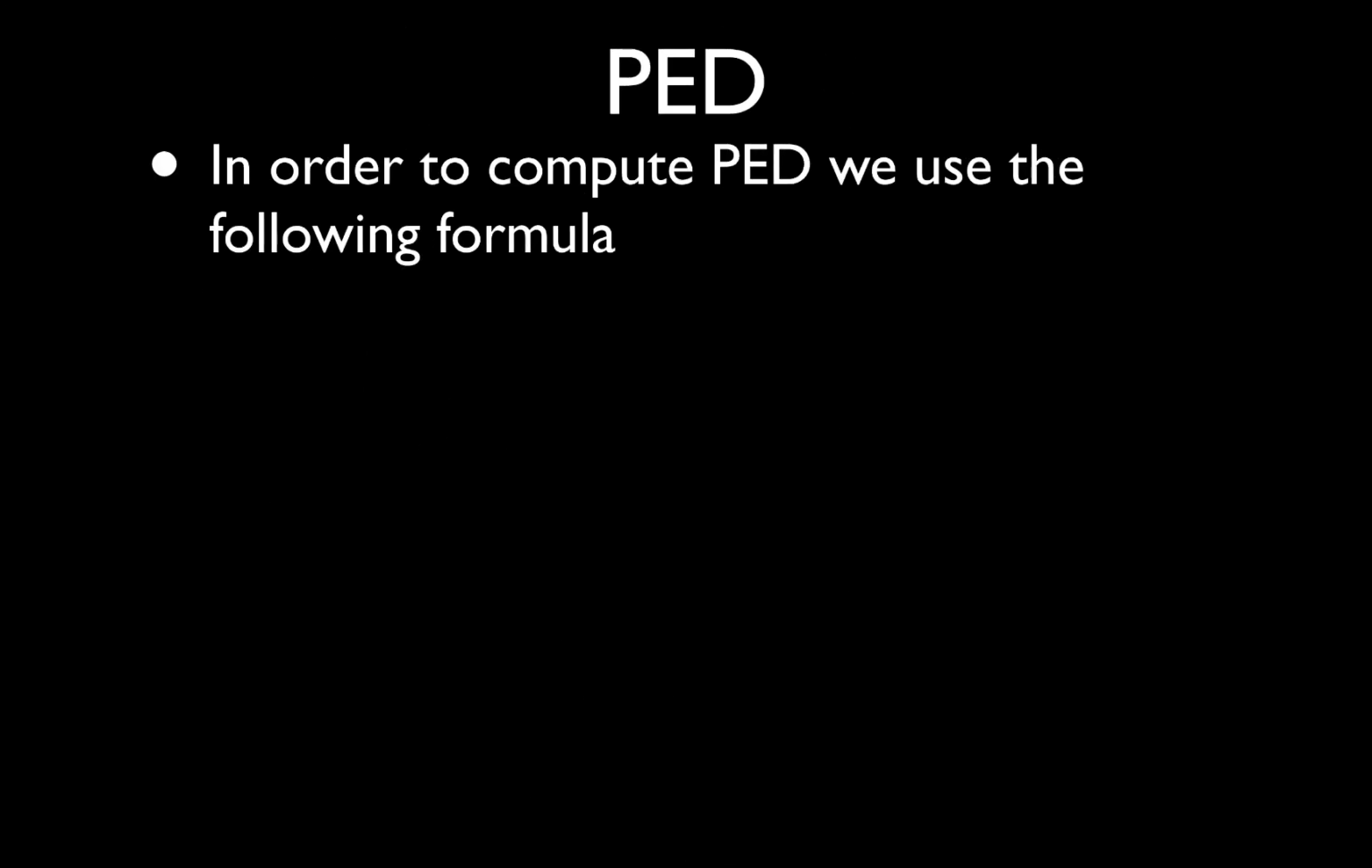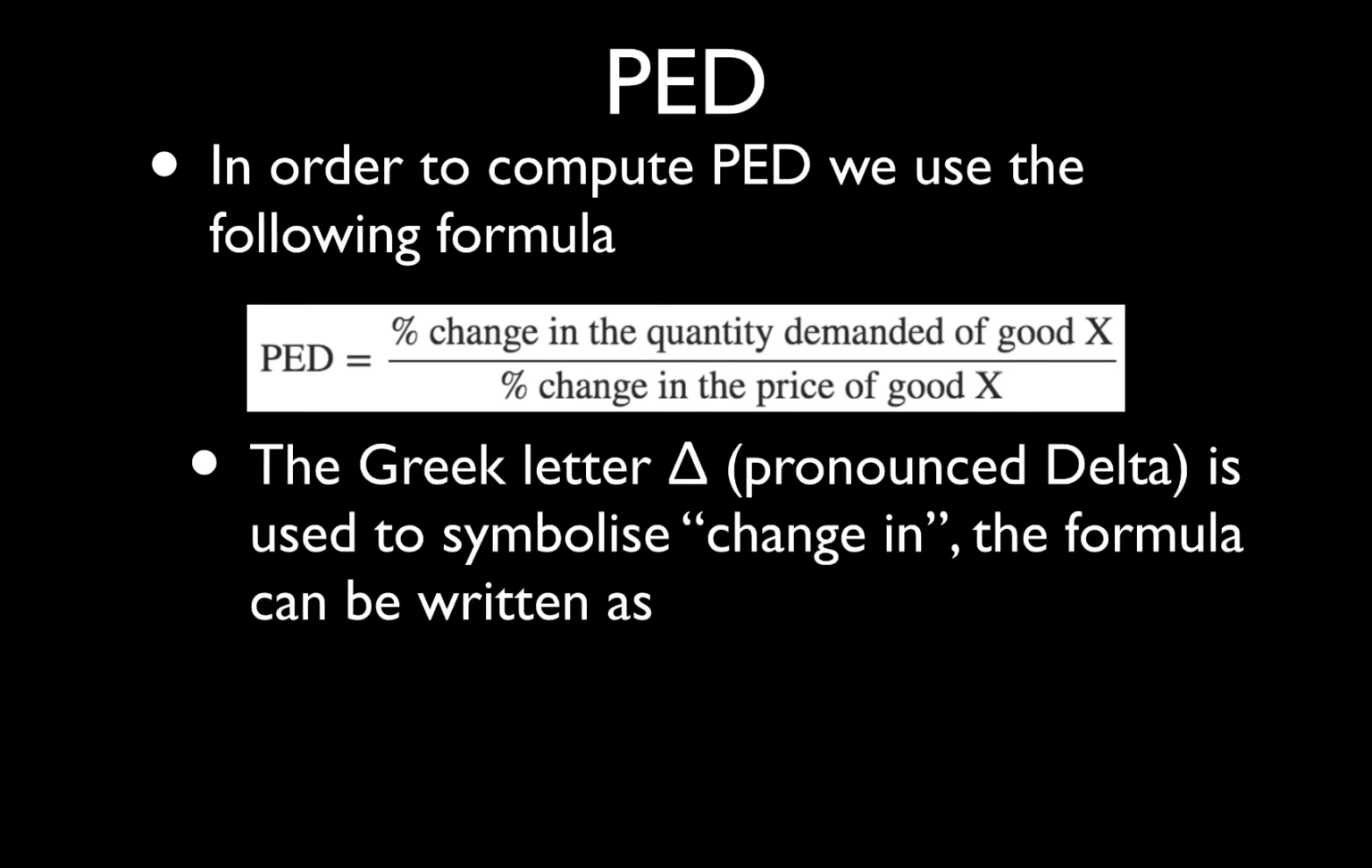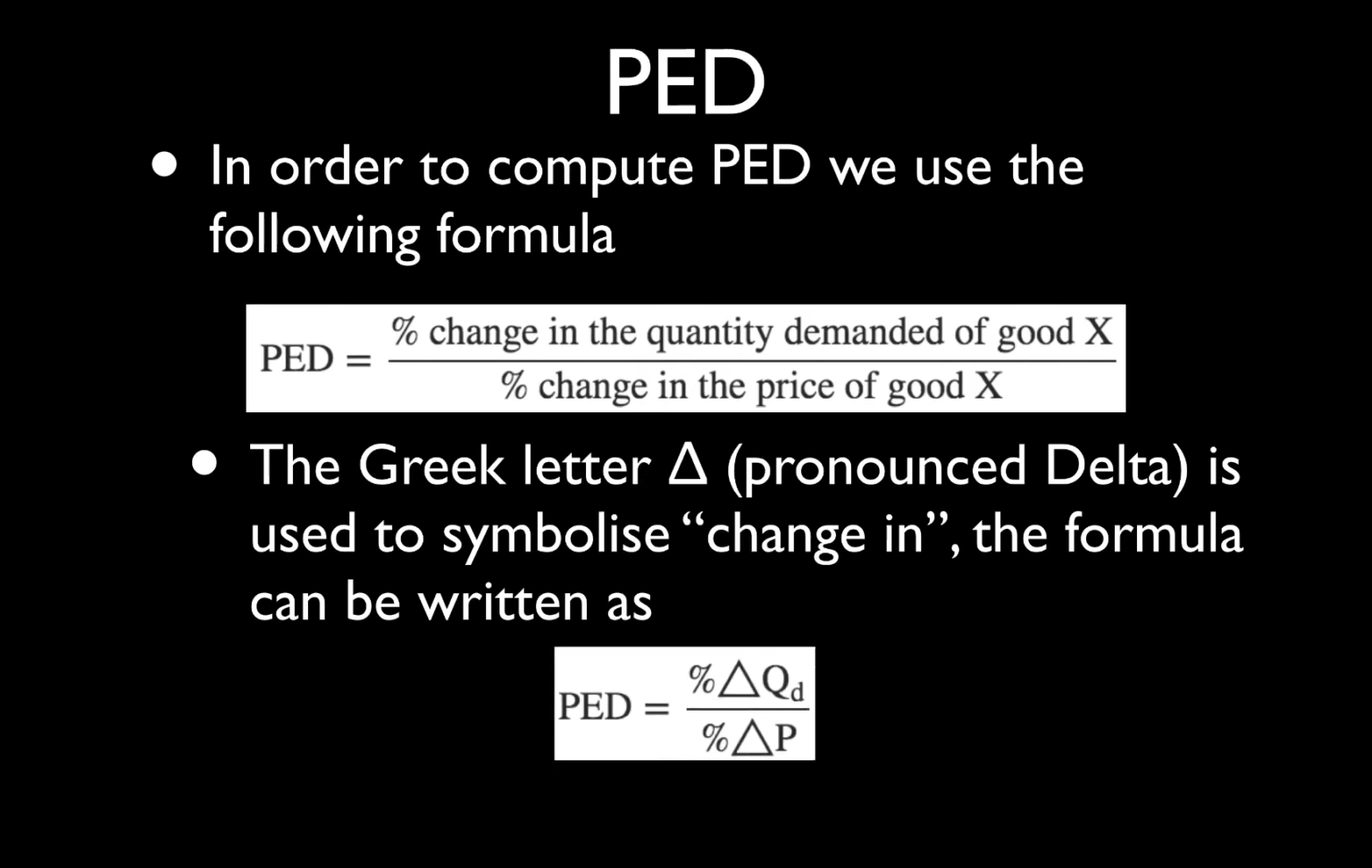Right, so let's have a look at the formula. Well, this is the formula here, okay? It is the percentage change in quantity demanded of a good divided by the percentage change in the price of that good. That's the formula for PED. Now, there's this convention in economics that we refer to things with change in as the Greek letter delta. It's this triangle here and it's pronounced delta, okay? So what we can do is shorten that formula to the percentage change in quantity demanded divided by the percentage change in price. All right, so that's the whole formula for PED.